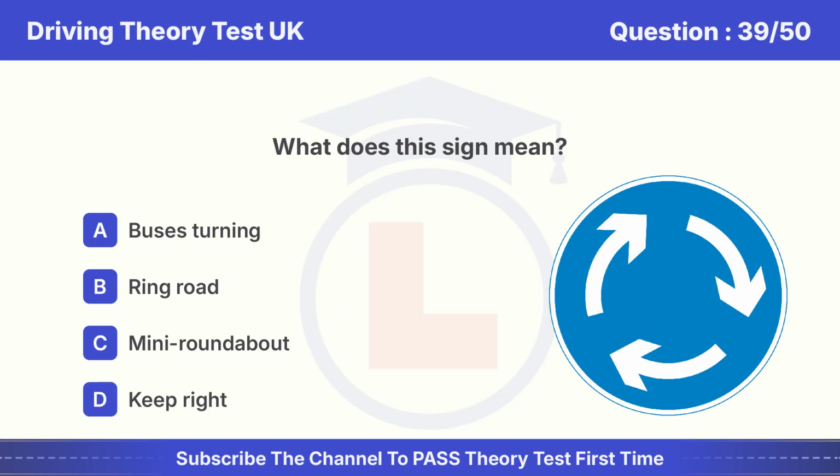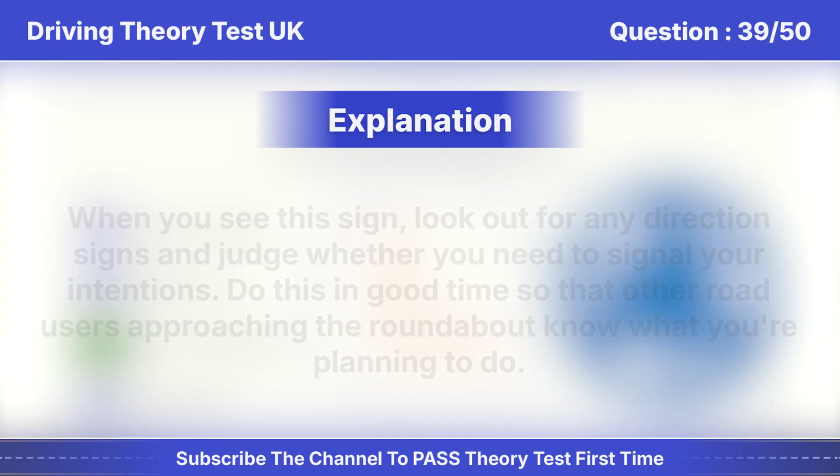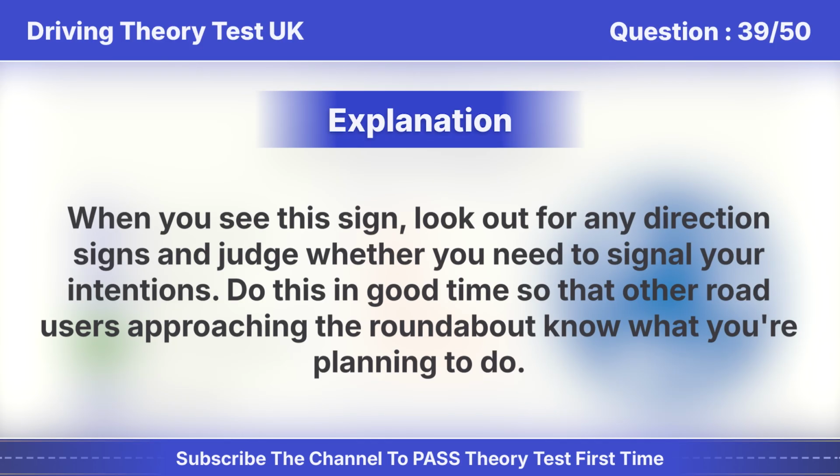Question 39. What does this sign mean? Answer is C. Mini roundabout. When you see this sign, look out for any direction signs and judge whether you need to signal your intentions. Do this in good time so that other road users approaching the roundabout know what you're planning to do.